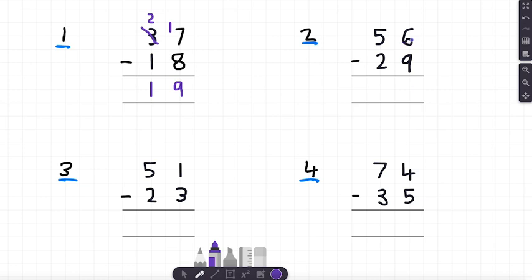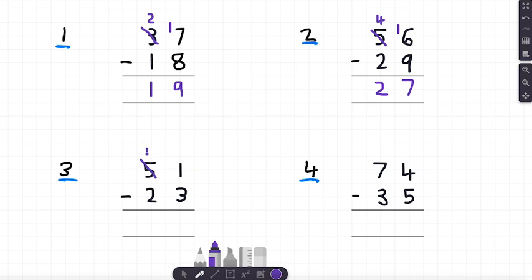Question number 2, we have 6 take away 9, which we can't do. So we take a 10 from here. We've got 4 10s left. That becomes 16 units. 16 take away 9 is 7. And 4 take away 2 is 2. 27.